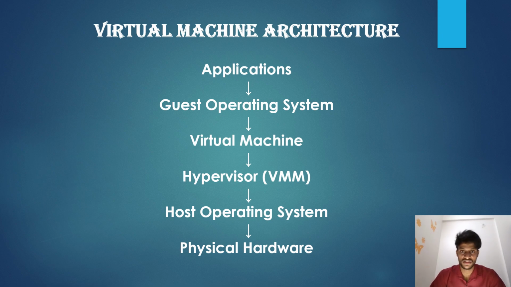Virtual machine architecture. This architecture shows the layers of a virtual machine. Applications run on the guest operating system. The guest OS runs inside the virtual machine. The hypervisor manages the VM and connects it to the host operating system, which communicates with the physical hardware.